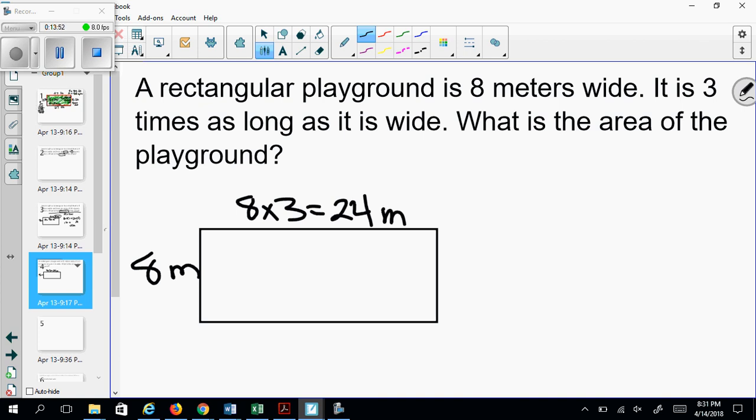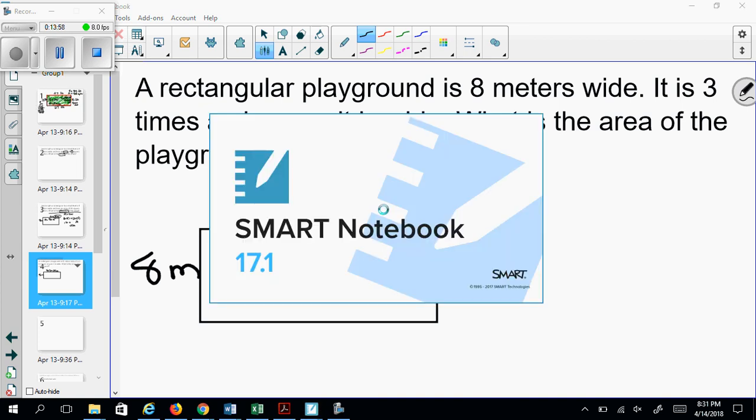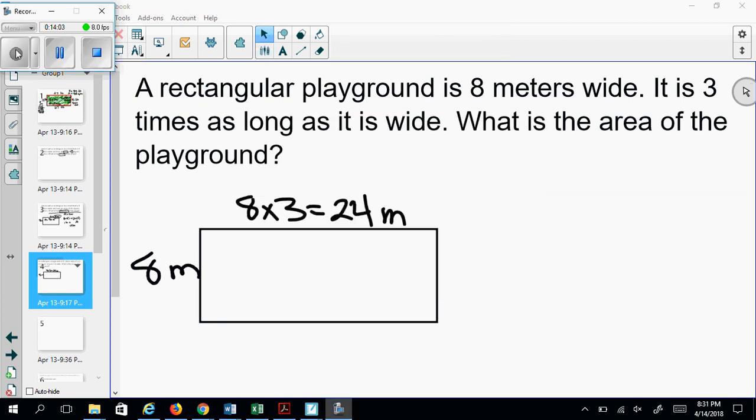Now what it's asking is what is the area? So 24 is not the answer. So what we have to do now is find the area because that is what they're asking us to do. It's not about the length of the side. If it was, then the answer would be 24, but it's not.